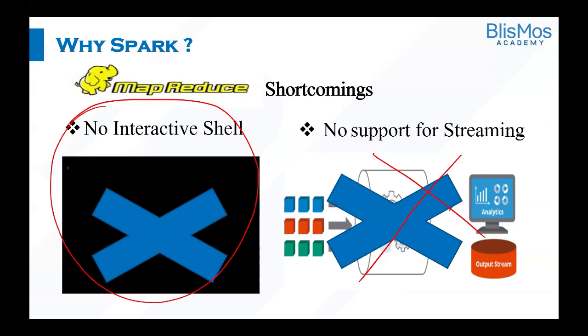Any questions here from anyone? Sir, no support for streaming means? Basically, MapReduce is a component which will allow you to analyze only batch processing. Batch processing means the data which is already stored somewhere, in a database or a data store or HDFS. If continuous data is flowing, MapReduce cannot support that.